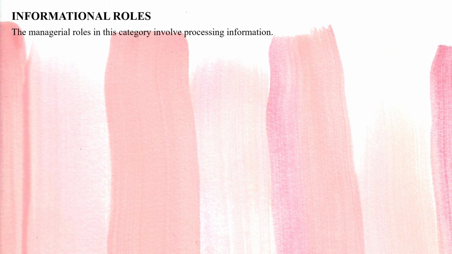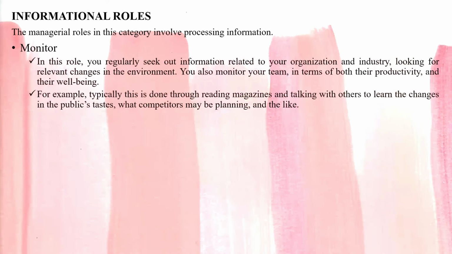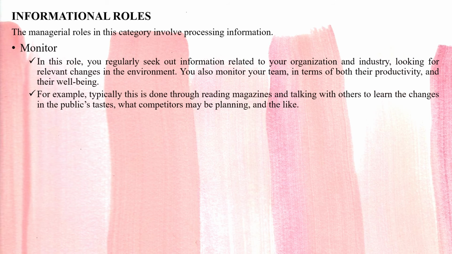Next is the informational role. The managerial roles in this category involve processing information. Firstly is monitor. In this role, you regularly seek out information related to your organization and industry, looking for relevant changes in the environment. You also monitor your team in terms of both their productivity and their well-being. For example, this is typically done through reading magazines and talking with others to learn about changes in the public space, what competitors may be planning, and the like.